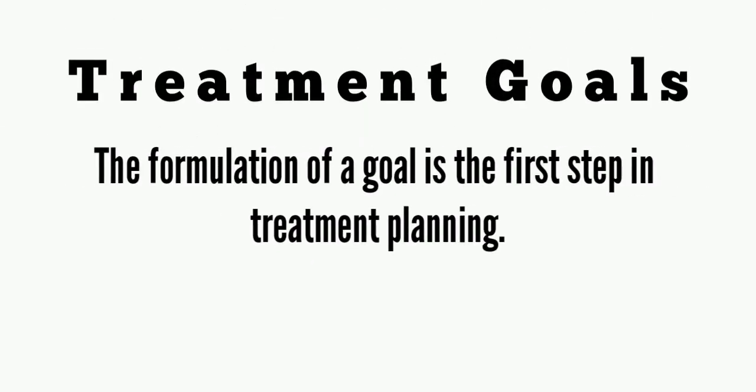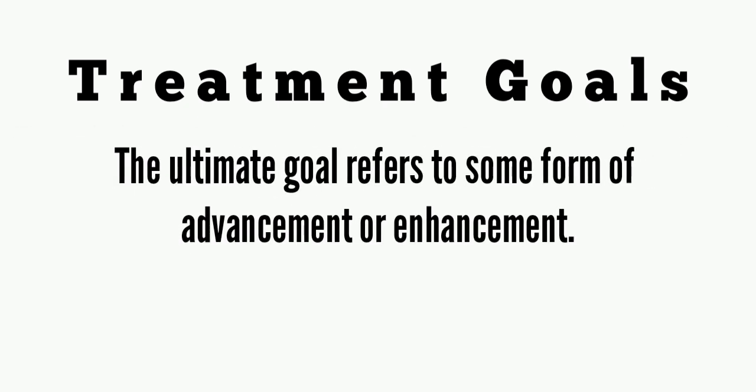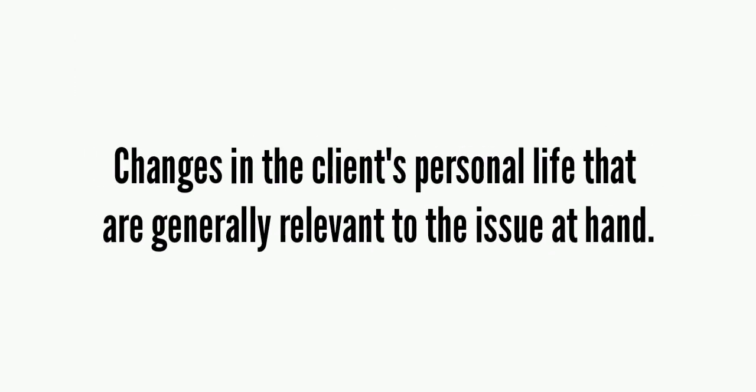There are 3 things the worker should perform. Number 1 is the treatment goals. The formulation of a goal is the first step in treatment planning. The ultimate goal refers to some form of advancement or enhancement. Changes in the client's personal life that are generally relevant to the issue at hand.